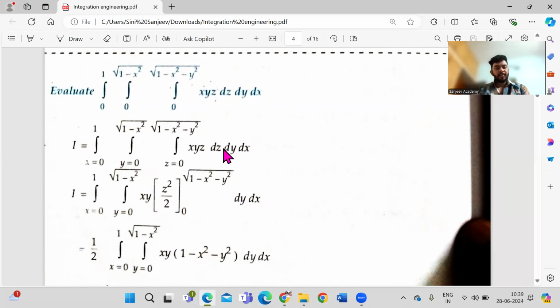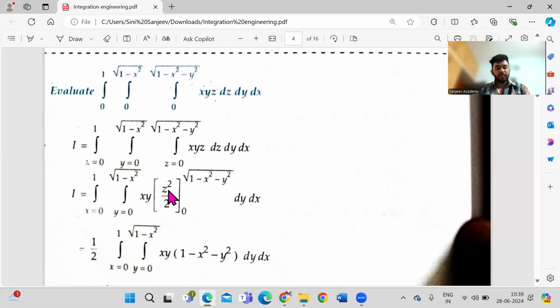Same procedure only. First thing I have to integrate with respect to what? Dz. Okay. Yes. So if it is dz, xy will be treated as constant. Z will be z square by 2. Same procedure I have to keep on doing. Root of 1 minus x square minus y square.